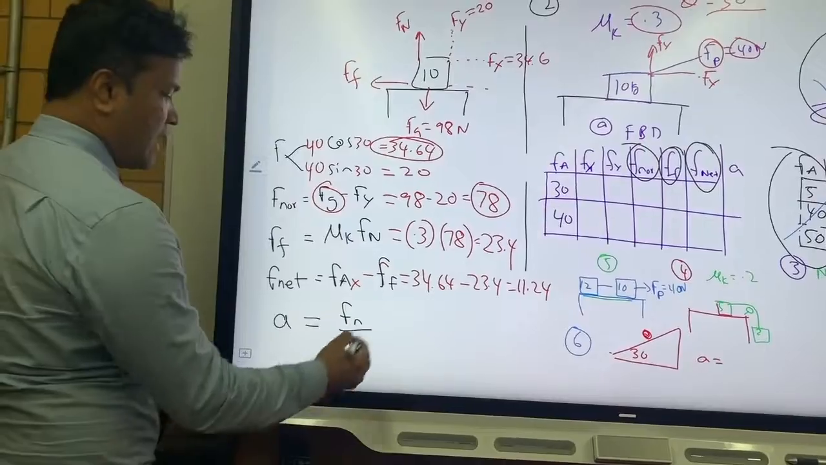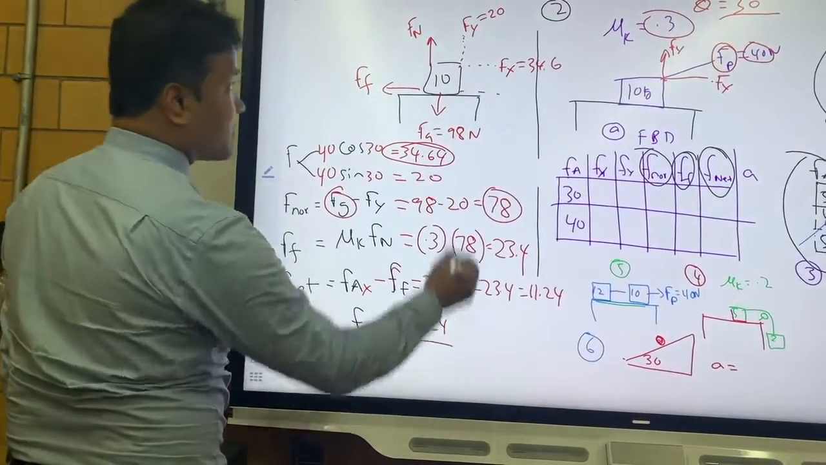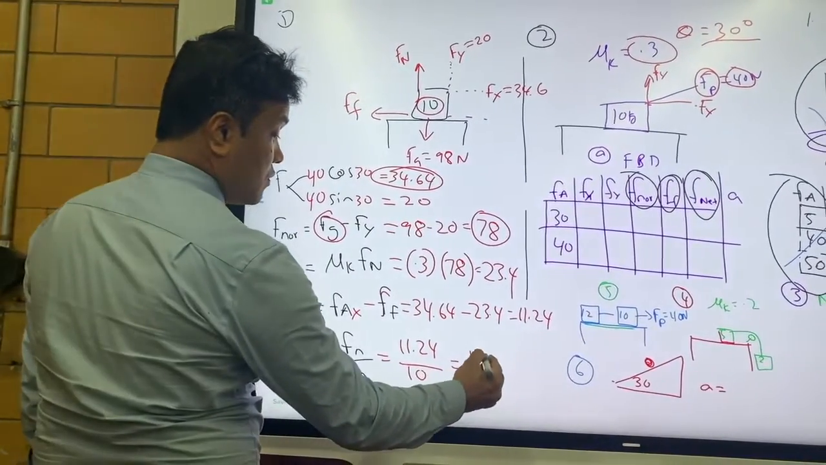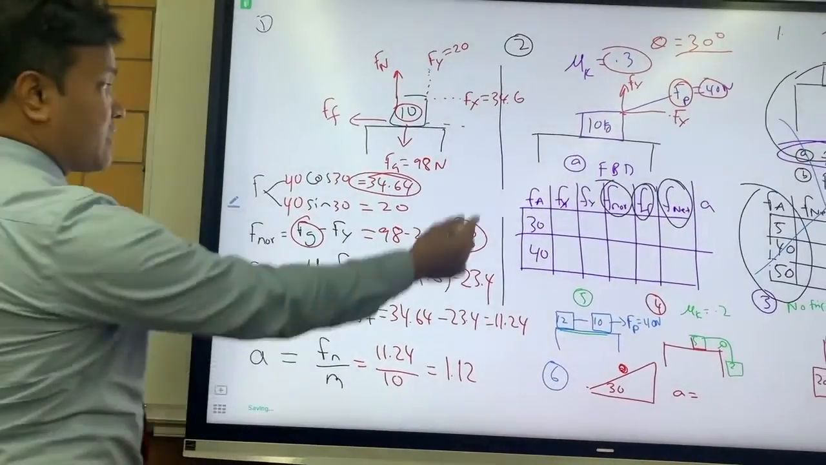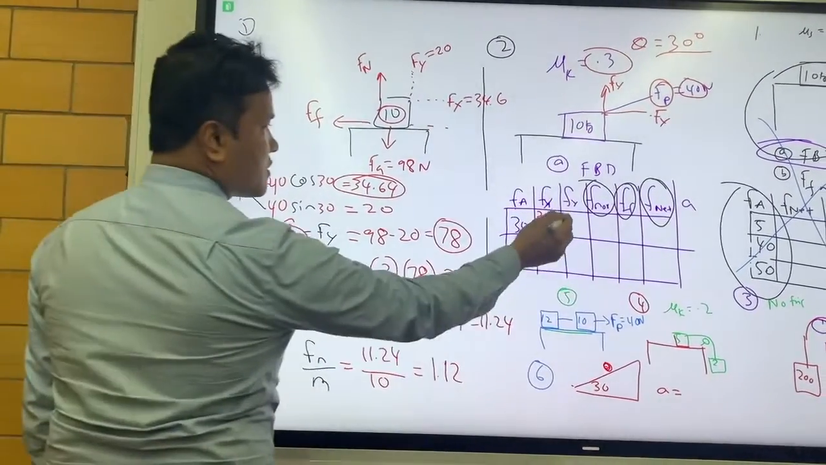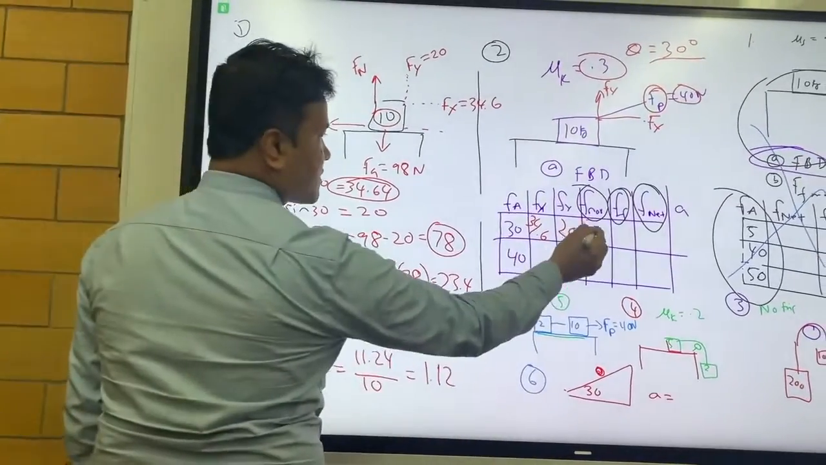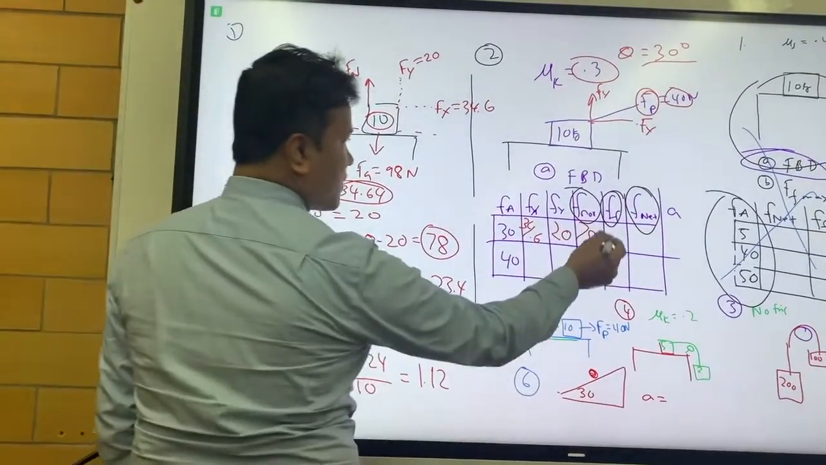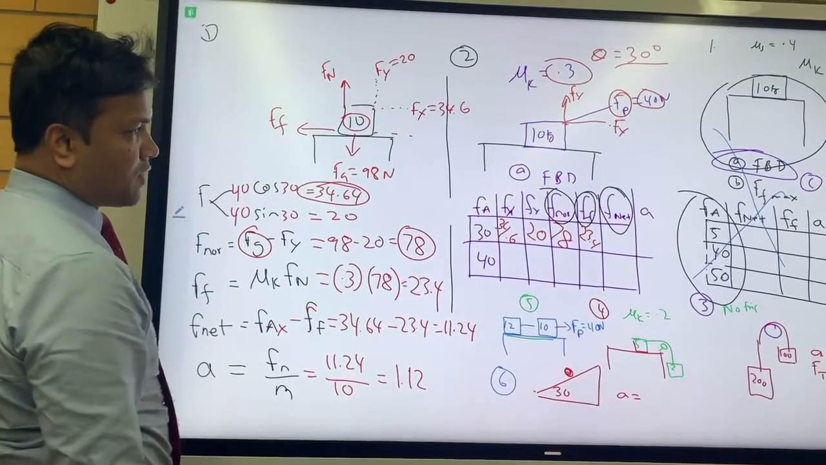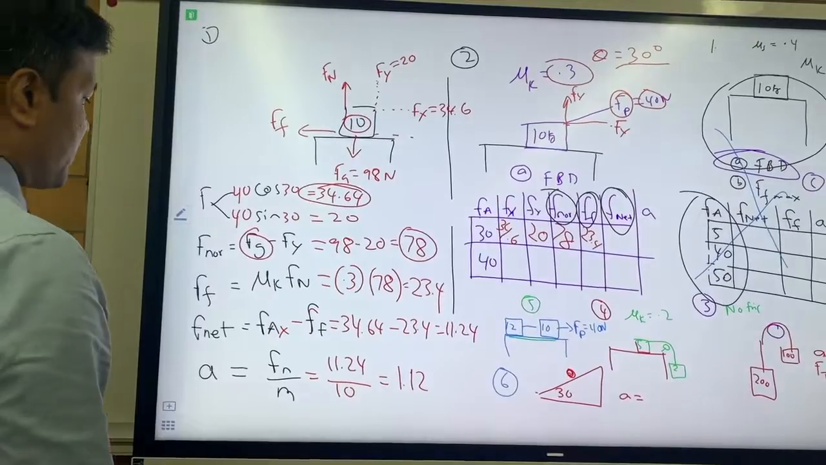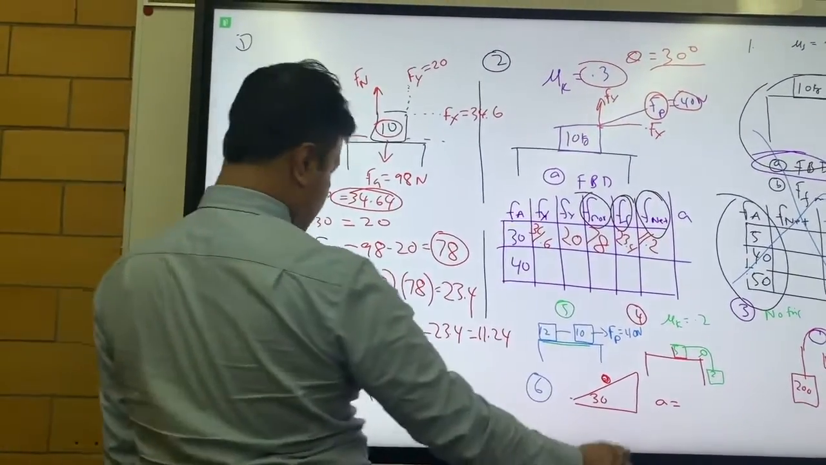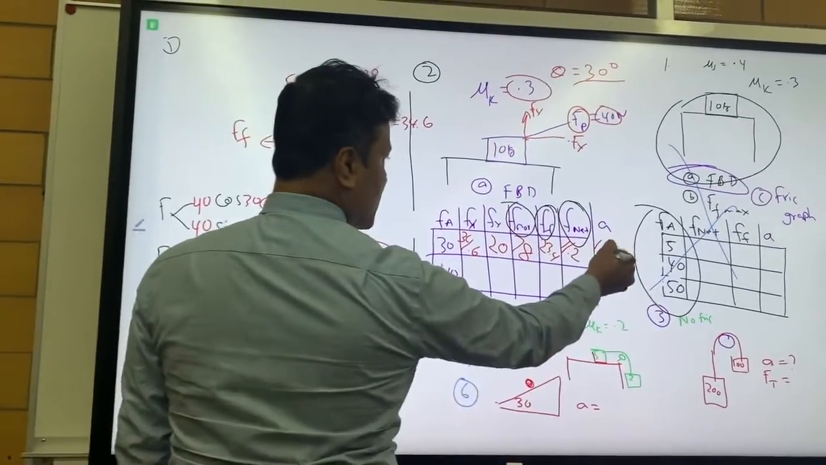Now I have Fnet 11.24 divided by 10. Yeah, 1.124, 1.12. Okay, now I'm going to write everything I have. 34.6, one decimal place is fine. 20, 78, 23.4, 11.24. Ff is 23.4, Fnet is 11.24, and acceleration is 1.1.